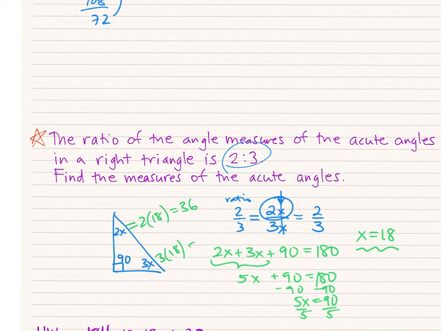is 54. And let's just do a double check on that. Let's make sure 90 plus 54 plus 36 equals 180. And it does. So we're good. So the answer is 36 and 54.